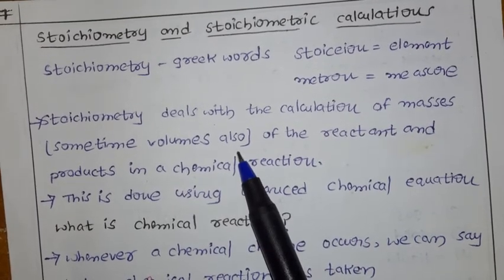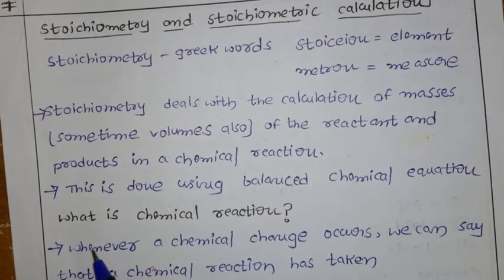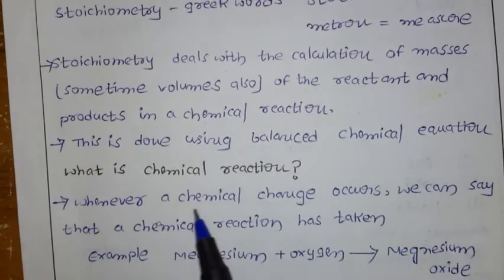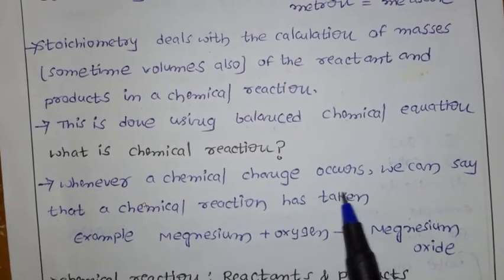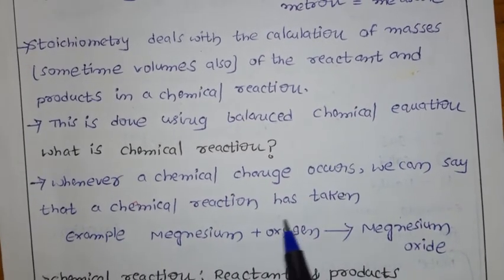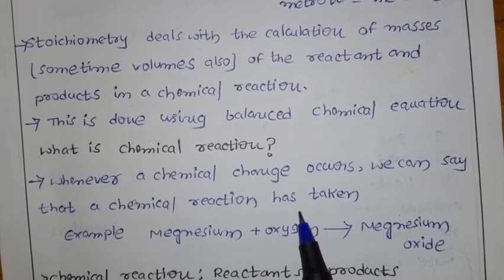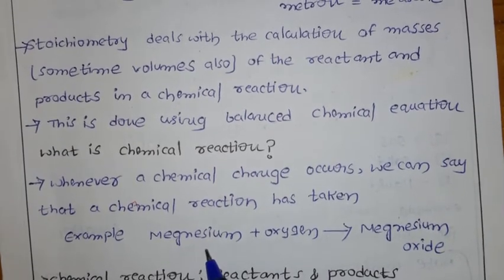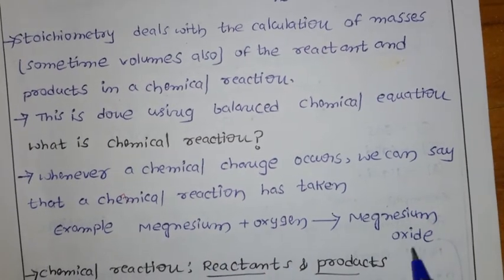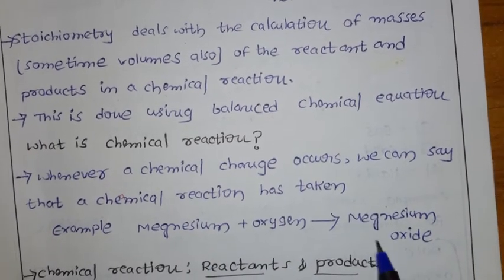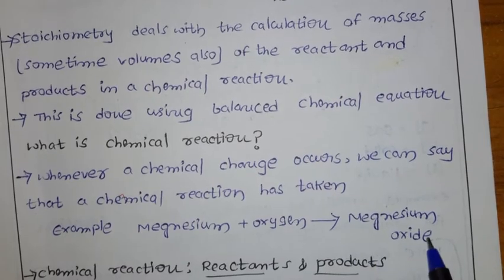Only after balancing the equation do you go for the calculation of masses or volume, whatever they ask. Now let us discuss what a chemical reaction is. Whenever a chemical change occurs, we can say that a chemical reaction has taken place. For example, here we have magnesium and oxygen, and from that you get magnesium oxide. What happened? The total chemical composition has changed.